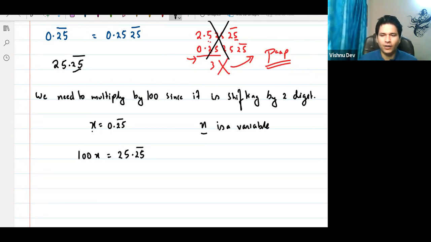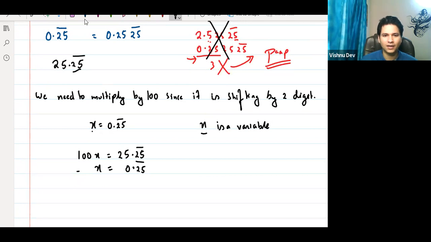Now tell me what we need to do. अभी क्या करना पड़ेगा? What we need to do now? Tell me. अब क्या करना? अब क्या करेंगे? 100 apple is equal to ये हो गया. अब क्या करेंगे? What to do now? Tell me. Subtract. Very good, Sandhya. Subtract what? No, Aditya. Obviously not. Right? So subtract x. Very good. Correct. X, which is 0.25 bar. Yes. Subtract this.